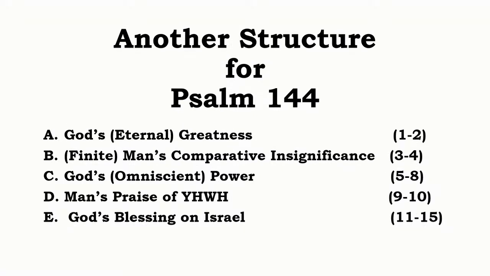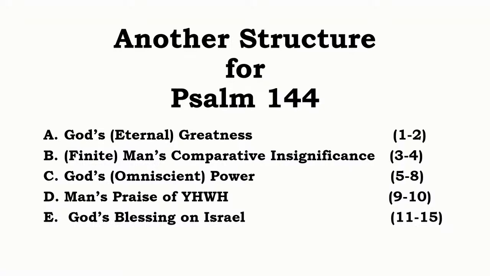Well, here, before we go back, I changed my mind a bit. Here is a different looking structure for Psalm 144, consisting of 5 steps or 5 points or 5 segments. The first 2 verses talk about God's eternal greatness. It's a form of praise, of course. Step B, finite man's comparative insignificance, verses 3 and 4.